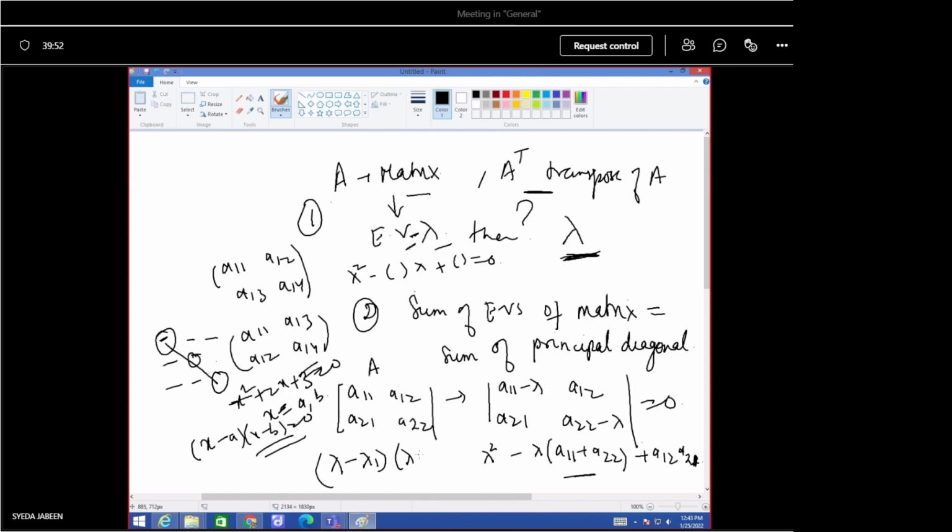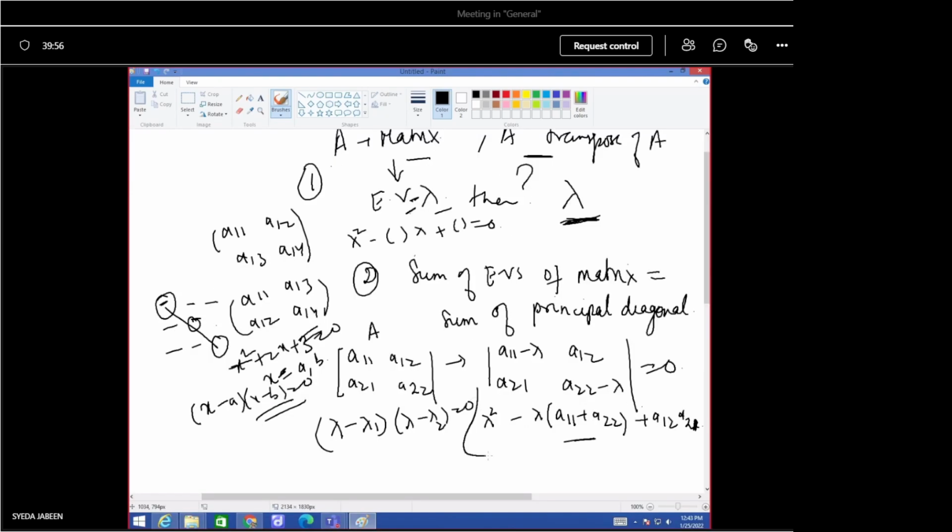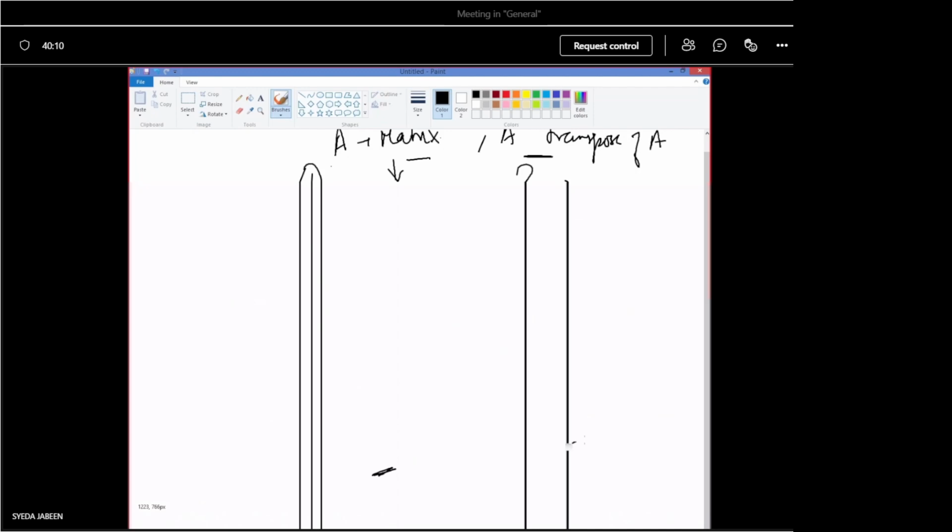Now break this and compare. So this is one equation which you are getting here. If you break this, you will get lambda square minus lambda into (lambda 1 plus lambda 2) plus lambda 1 lambda 2 is equal to 0. See, when you compare this, the sum of the eigenvalues you are getting as this. It is matching, no? So this is nothing but the sum of the diagonal elements.